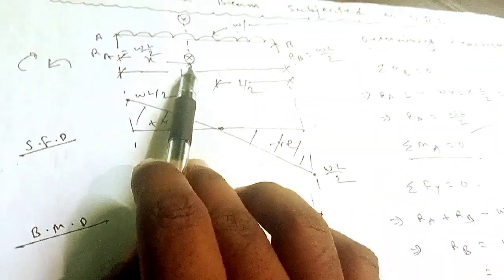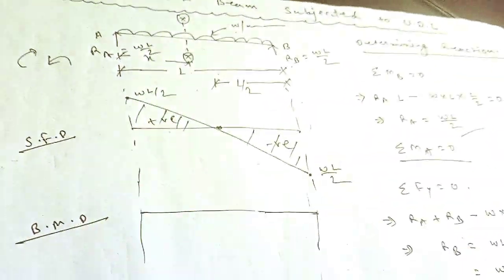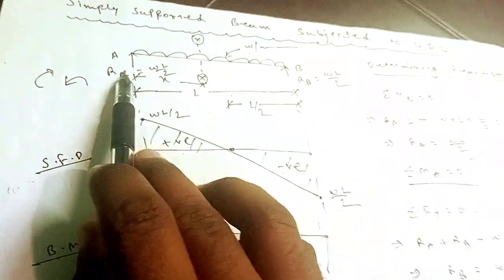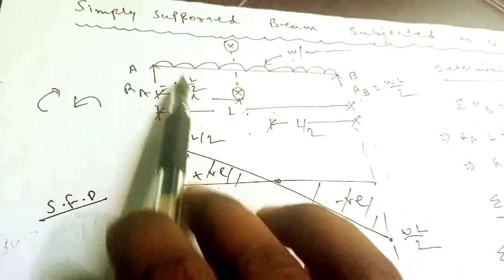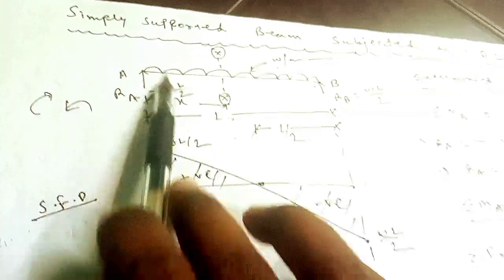consider the section XX from the A end. So for this reaction, what will be the moment? R suffix A into this X distance, so M equals R suffix A into X. Now will it be positive or negative? For that we have to see whether the bending is sagging or hogging. Let's see. The moment due to R suffix A will try to bend the simply supported beam upward, that is sagging bending, so it will be positive.